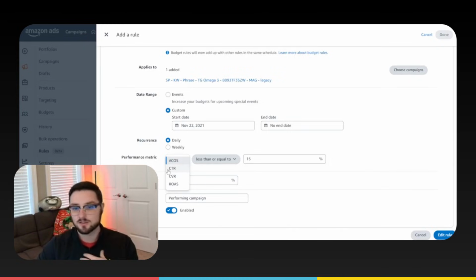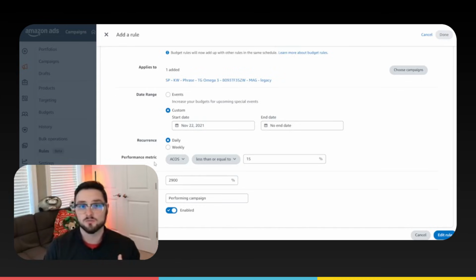Now, ACoS is always going to be my personal favorite, but I have worked on accounts where, for instance, conversion rate is the biggest metric, right? They want to make sure that every campaign they have has at least, let's say, a 0.75 to 1.5 overall click-through rate. And that makes a lot of sense.